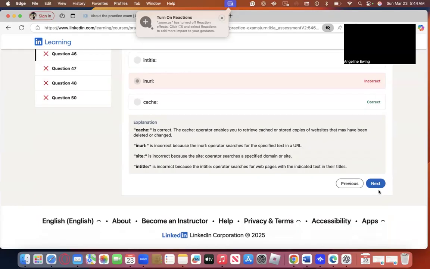The other incorrect answers are inurl, site, and intitle. Inurl is incorrect because the inurl operator searches for the specified text in a URL. Site is also incorrect because the site operator searches a specific domain or site. Intitle is also incorrect because the intitle operator searches for web pages with the indicated text in their title.